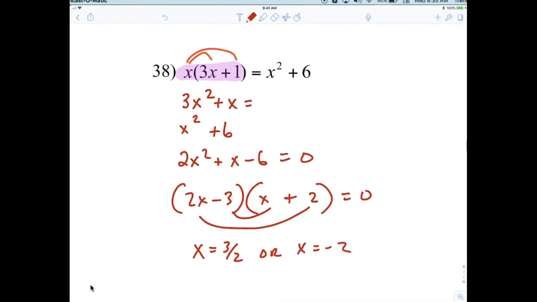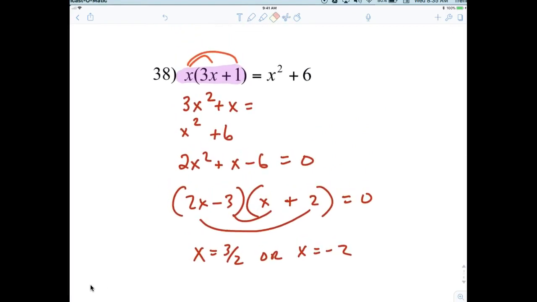So do you agree I moved the 6 over? When I moved the 6 over, it became what? Negative. When I moved the x squared over, it became negative. Well, why did you try? Because it doesn't have anything to attach to. Can't combine them with anything.